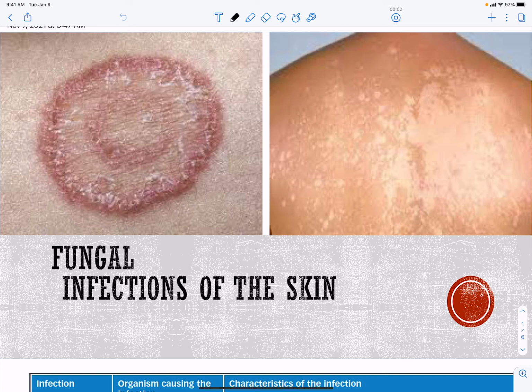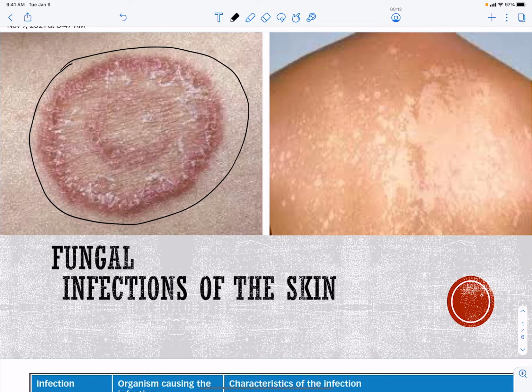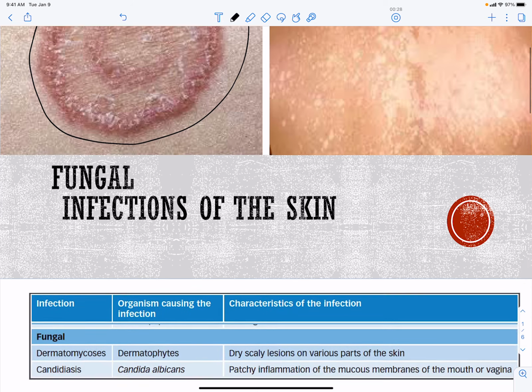So here we're going to talk about some fungi that cause infections of the skin. And so we have, of course, our famous ringworm. And the ringworm is a superficial infection not caused by a worm, but caused by fungi, or dermatophytes. And then, of course, we have some fungal agents that can cause discoloration of the skin, whether it is a darkening of the skin in which they have melanin, or if it's a lightening of the skin.